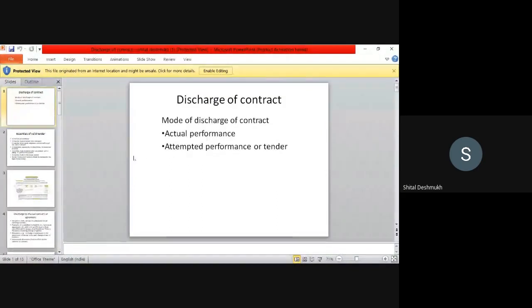Actually, in a contract, when the contractual relationship comes to an end, that is called a discharge of contract. It means the contract is successfully completed, or the contractual relationship comes to an end, that is a discharge of a contract. So we have the performance of a contract.